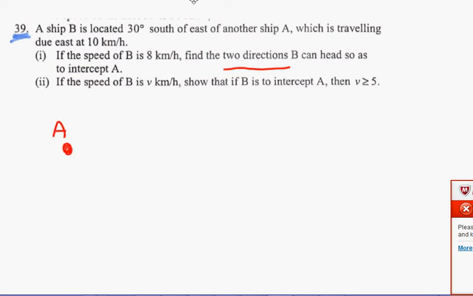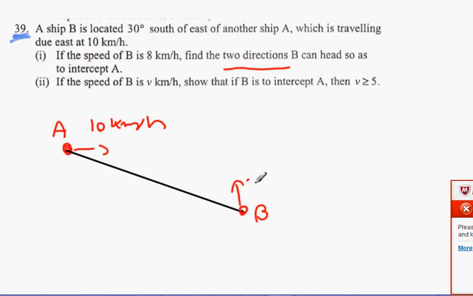A is here, and B is 30 degrees around here, south of east, which is 30 degrees below that, south of east of ship A, which is travelling due east. Okay, so A and B. A is travelling due east at 10 kilometers an hour, and speed of ship B is 8. Find two directions B can head as to intercept A.